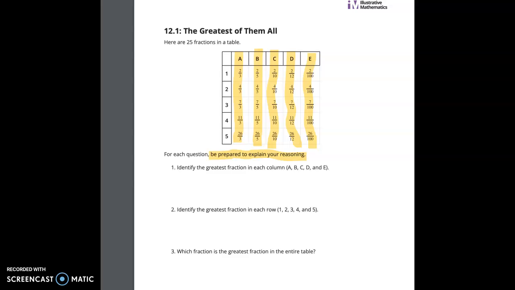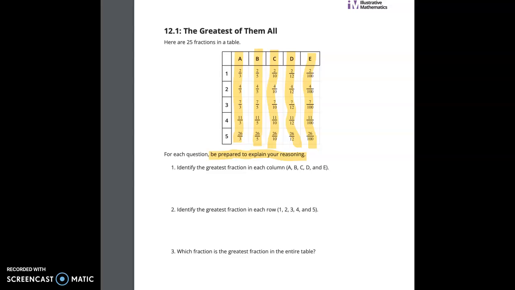All right, the greatest fraction in column B. Oh, these are all fifths. So which one's the greatest? Well, let's see. I'm going to think about the same thing. If they're all the same pieces, we're looking at the numerator. So 26 fifths, because 26 is greater than 11, 7, 4, and 2. So I would go through each column, and that's how I would decide which one's the greatest.